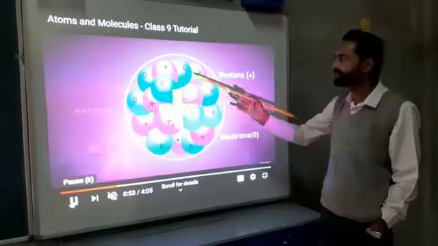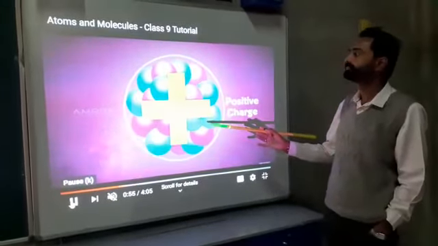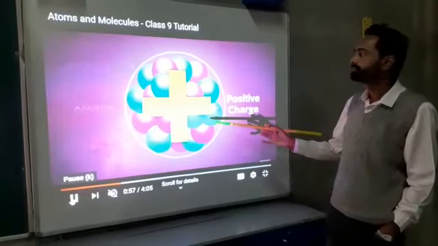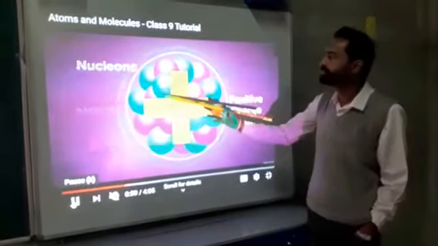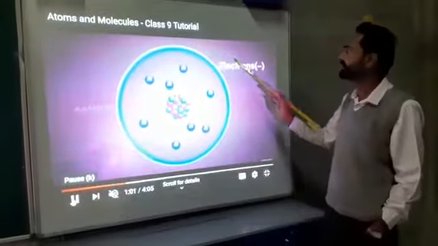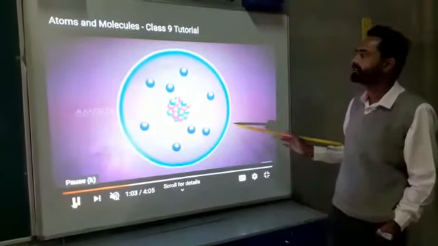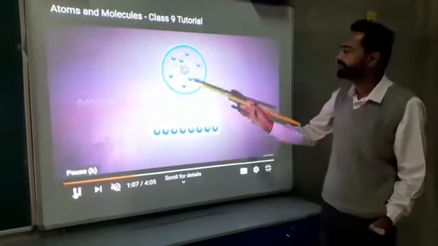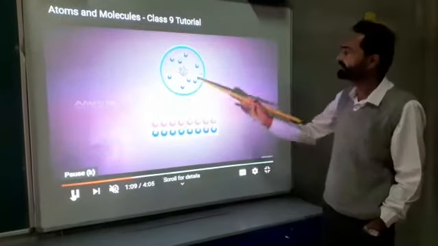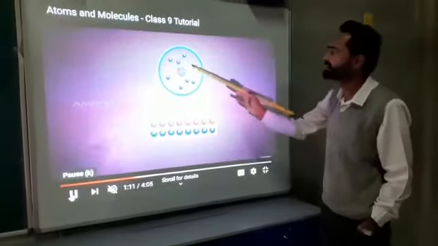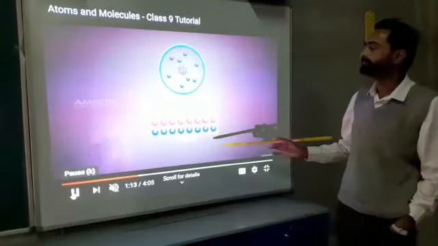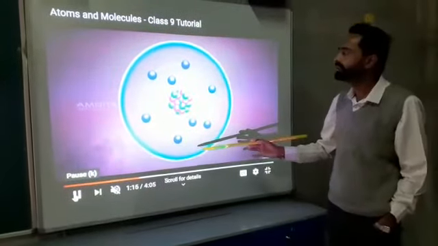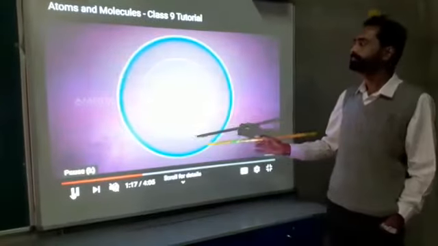Protons have positive charge, neutrons have no charge. Together protons and neutrons are called nucleons, and electrons are negatively charged and they are surrounding the nucleus. In an atom there are the same number of electrons and protons inside the nucleus of the atom. So together the atom becomes neutral in nature.